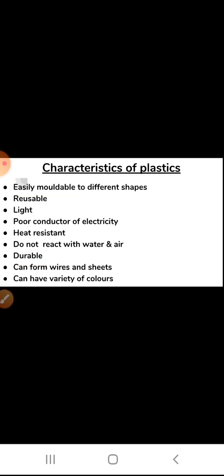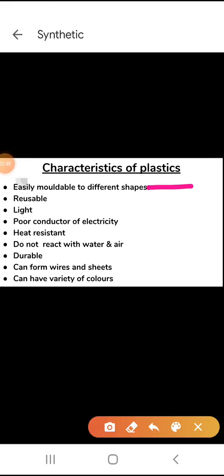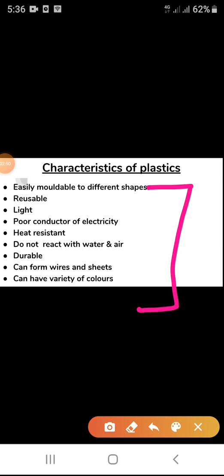Till now we have discussed synthetic fibers, and now we are going to discuss plastic. This is the second half of the chapter. So children, where do we see plastic? That we have already discussed. Now we talk about the characteristics of plastic. Here are a few properties of plastic. One by one we are going to discuss all the properties of plastic.